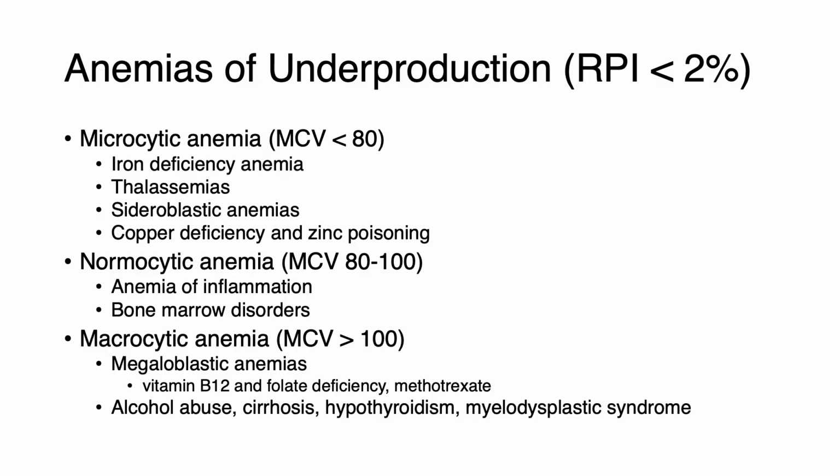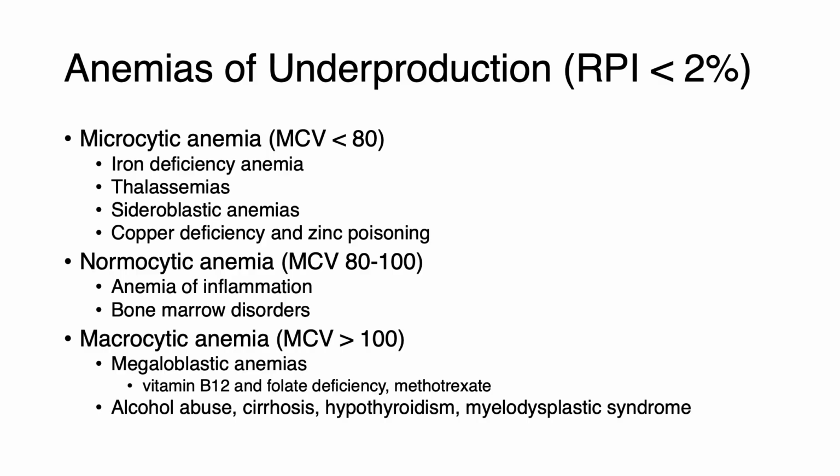Normocytic anemias are going to have an MCV between 80 and 100. The most common cause of a normocytic anemia is anemia of inflammation, but early iron deficiency can also be normocytic. And then you have to think about a lot of other bone marrow disorders if you've ruled out anemia of inflammation.